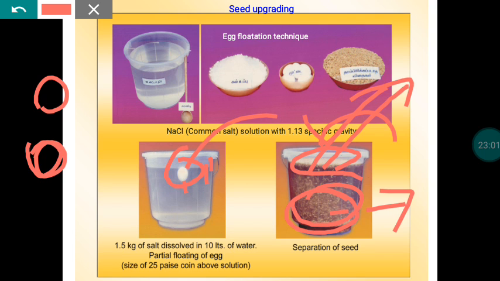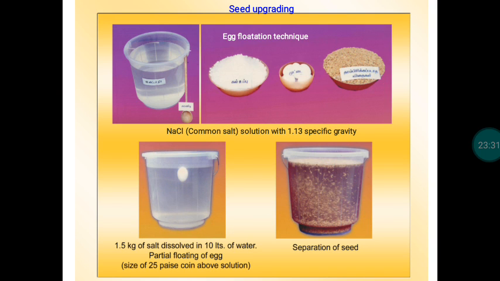So you have to separate those seeds. After separation, the seeds should be washed thoroughly, because for separation we are using salt solution. If you do not wash them, the salt will remain and create problems when you sow the seed in the field. So to avoid that problem, immediately after separation, the seed that settled at the bottom should be thoroughly washed to remove the salt. This is a way in which we can upgrade the quality of the seeds.